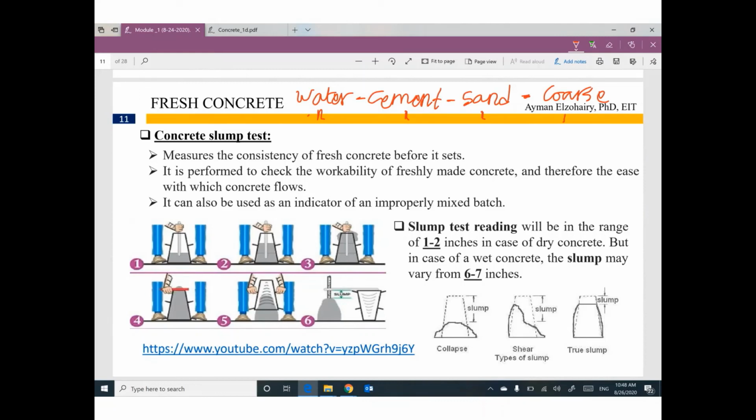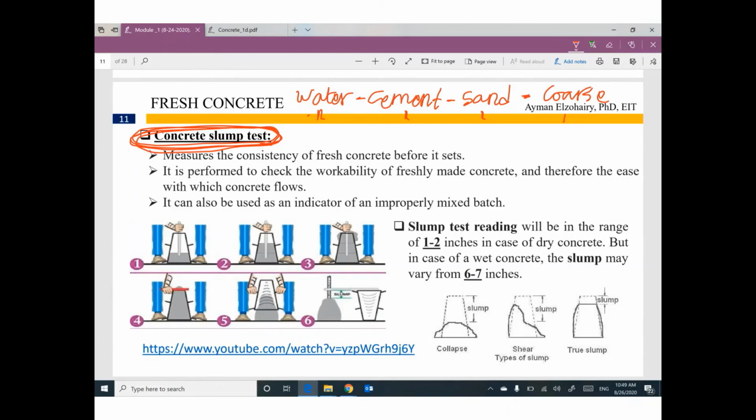We have some experiments. The first one, which is very important, is the concrete slump test. Based on the result of this test, I can tell you this concrete mix is good. No, this concrete mix needs more water. No, this concrete mix has more water, so I will reject it. I cannot accept this mix. So you can reject it and tell the truck to go back to the concrete company. So this one is very simple.